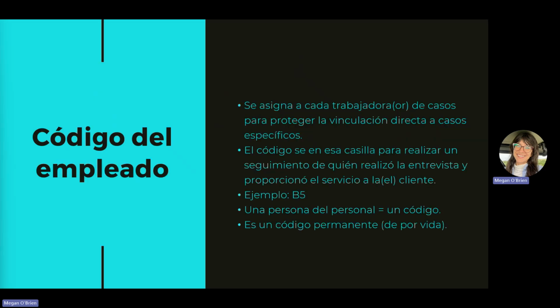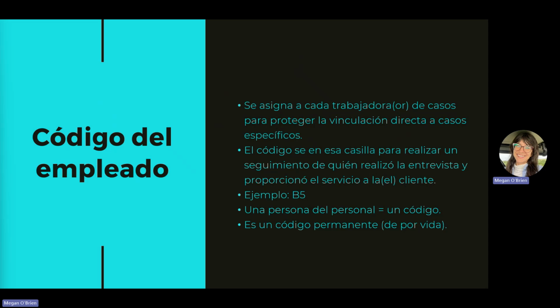So we're going to start with the staff code. This is assigned to every caseworker to protect them from being directly linked to specific cases. The code can be written in this data field to keep track of who conducted the interview and provided the service to the survivor. So an example might be just the letter B and the number 5.